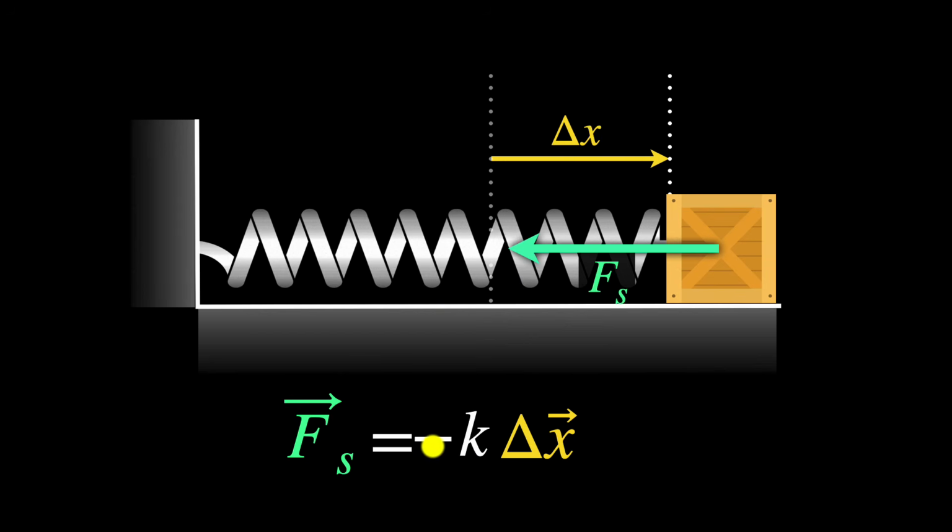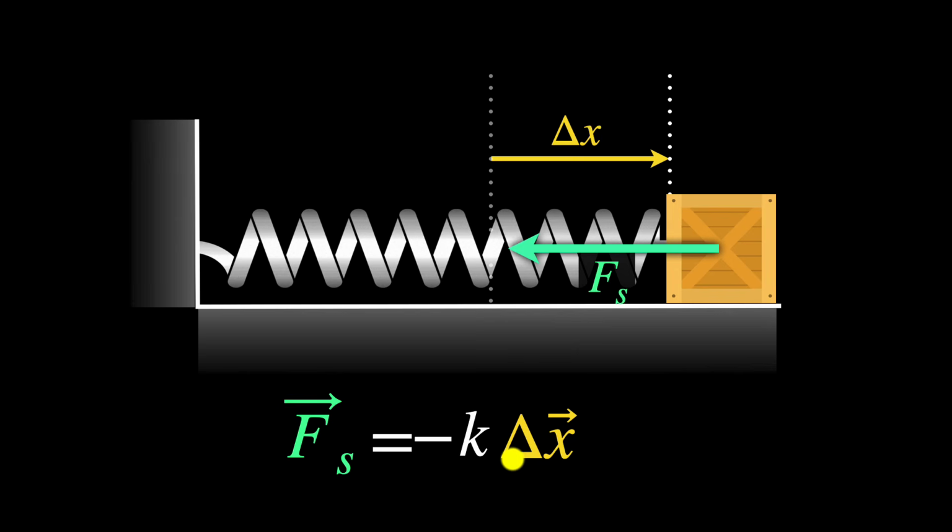And what does the negative sign represent? Well, the negative sign represents that the direction of the spring force is always in the opposite direction of the displacement delta x. All right, so our question now is whether this spring force is a conservative force.